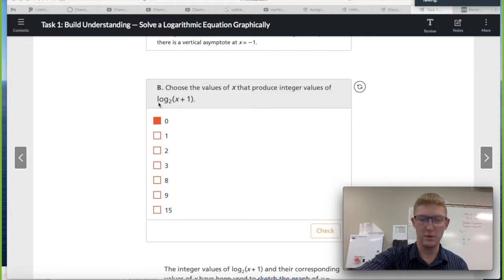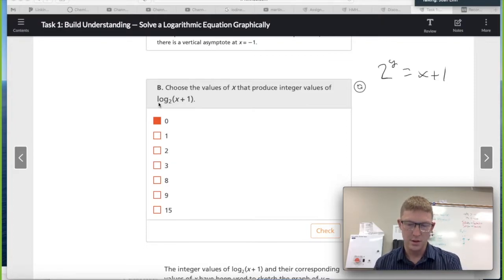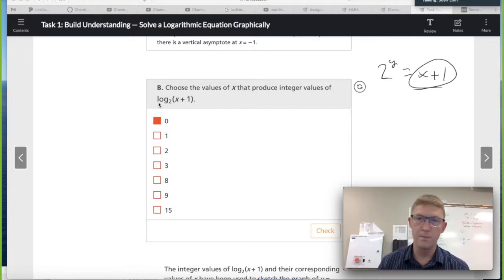So we could rewrite this like 2 to the power of blank is equal to x plus 1. And so anytime we can express this as a power of 2, then we should be in good shape.